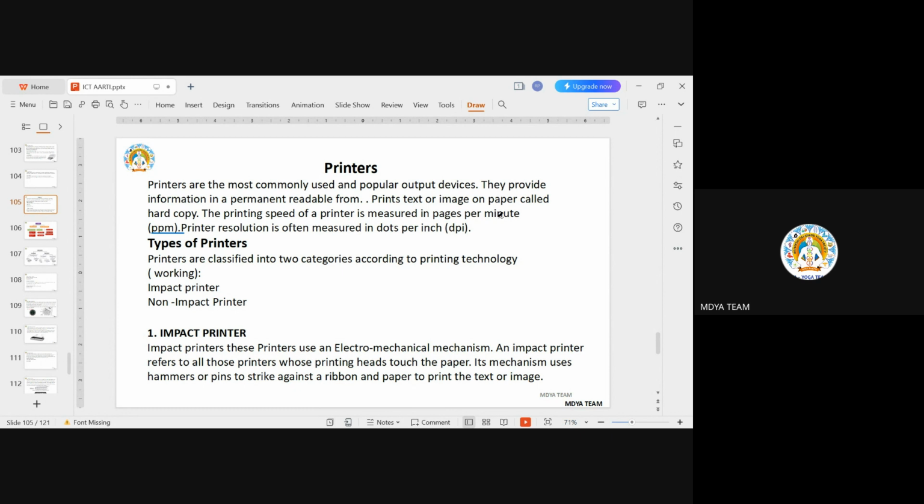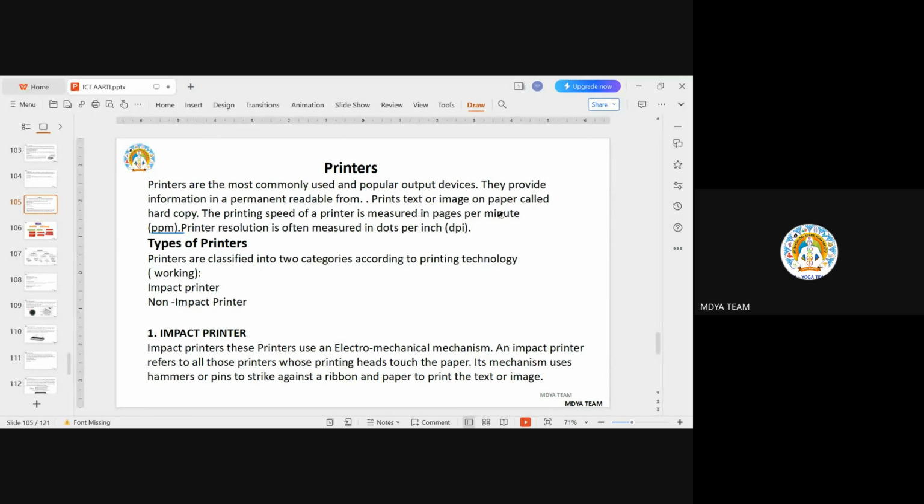First one is the impact printer. From the word we understand, impact means giving some impact on a thing. That is called an impact printer. These printers use an electromechanical mechanism. An impact printer refers to all those printers whose printing heads touch the paper.